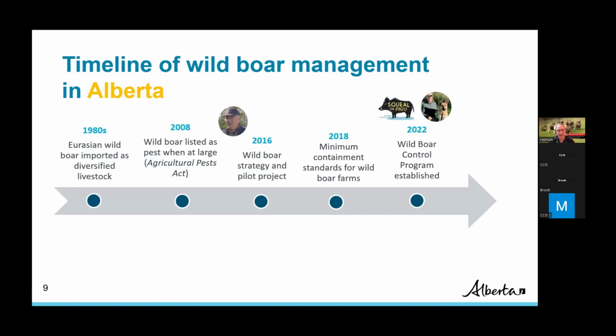All right, so shifting a little bit to talking about our program in Alberta, we, along with the rest of the prairies, received our wild boar in the 1980s through farm diversification initiatives. And relatively early on, probably in the late 90s, people started to realize that there was a bit of a problem.